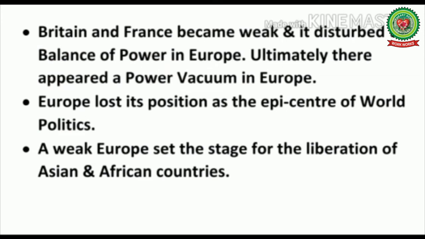I was talking about Britain and France becoming weak, and it disturbed the balance of power in Europe. Ultimately, there appeared a power vacuum in Europe as all the European states suffered a loss of power, and Europe lost its position as the epicenter of world politics.